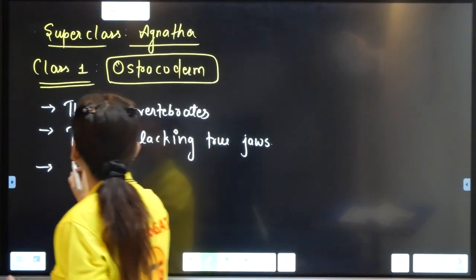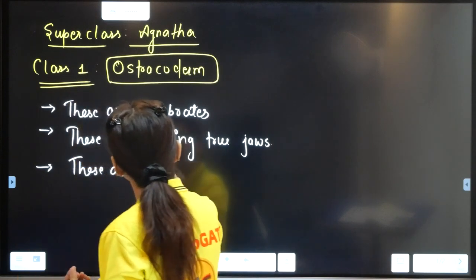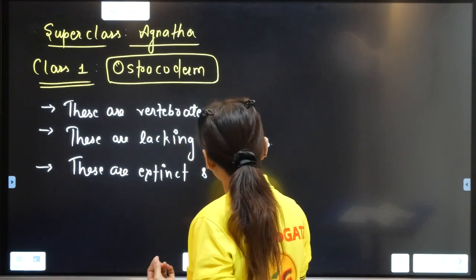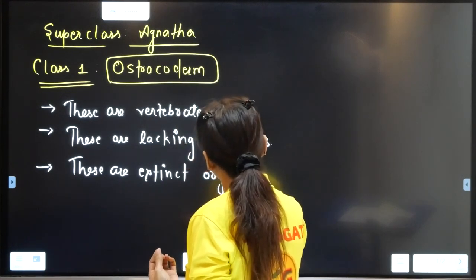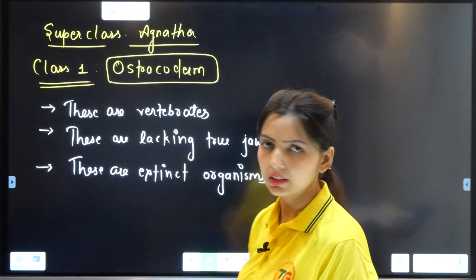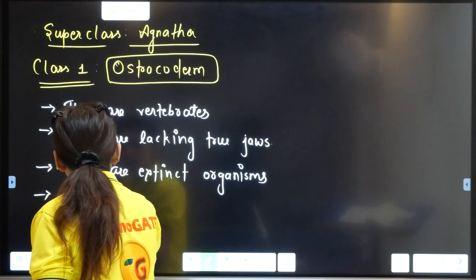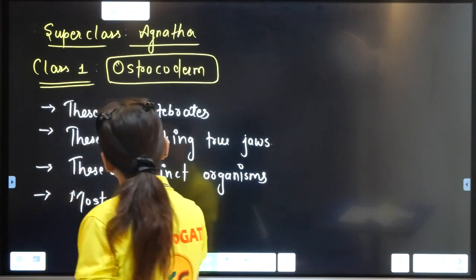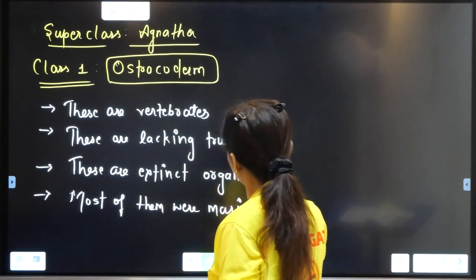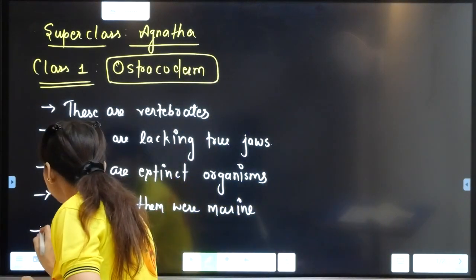Write down, these are extinct species. Okay, these are extinct organisms. Now write down, most of them were marine. At the time when they were existing, they were mostly marine.